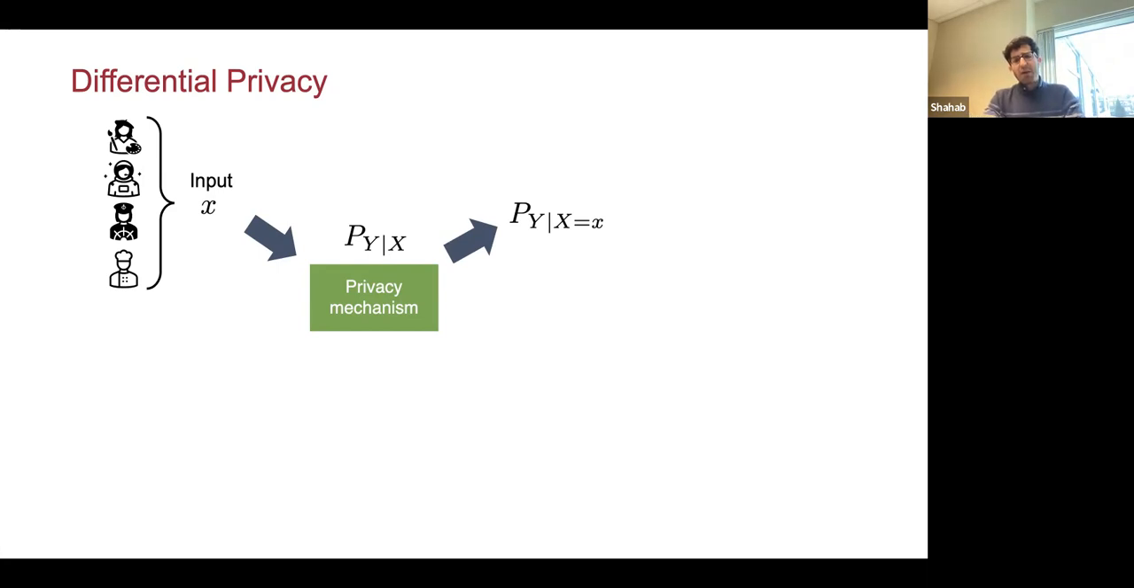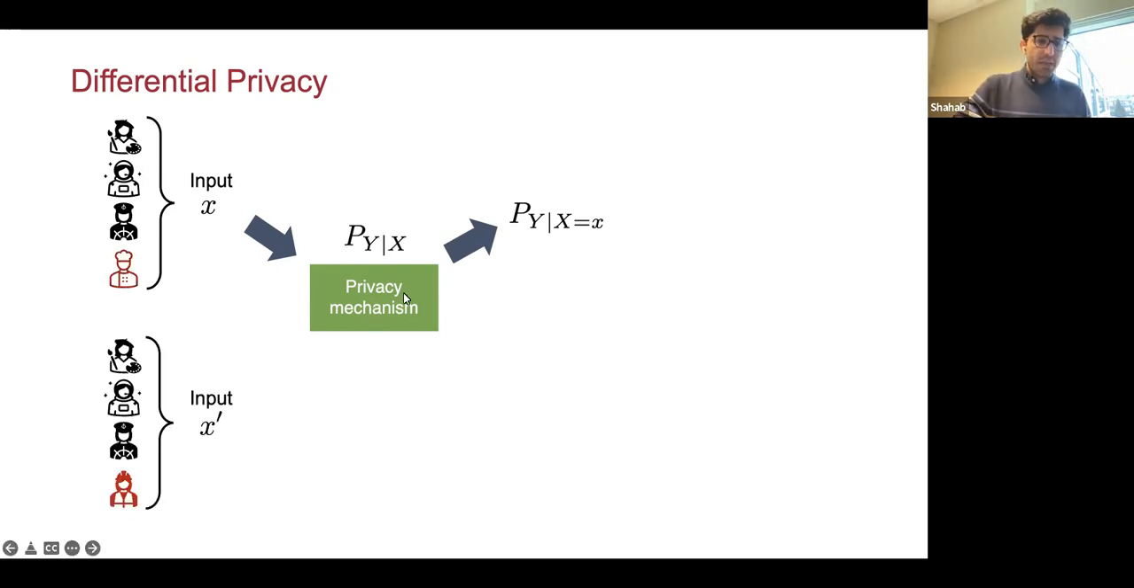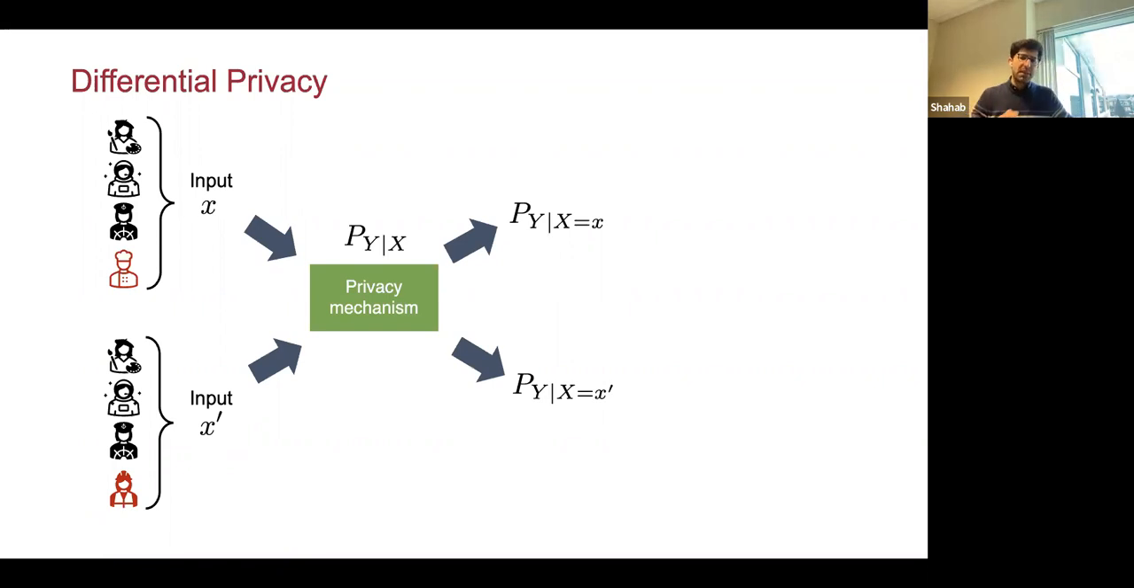Okay, so now let's consider a hypothetical situation where we construct a new data set where we change one of the individuals in the data set. We change this person to an arbitrary different person. And now we compute exactly the same aggregate statistic. Here it's going to be x prime, probably different. Then again, we pass it through the same mechanism, and we get an output distribution. What differential privacy requires is that these two distributions should be very, very close.